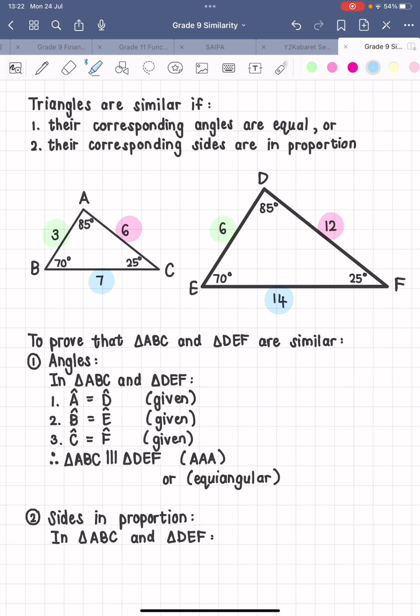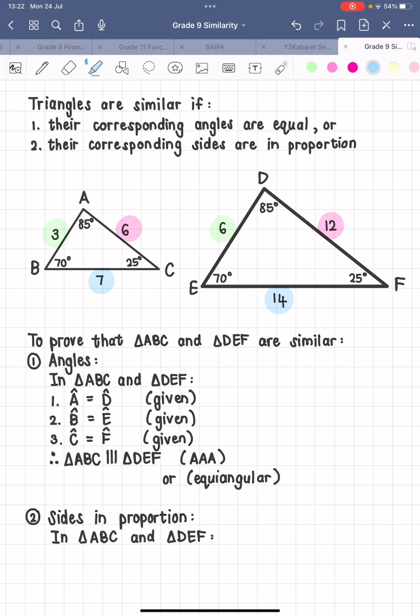Now, what we're going to do here, guys, is we are going to say AB over DE is equal to, we're going to simplify, all right, to show what the proportion is with these two sides. Then we're going to take the two blue sides. BC over EF, 7 over 14, what's that equal to? 7 divided by 14 is a half, hey? And this one here, 3 divided by 6 is also a half. This one, 6 over 12, also a half.